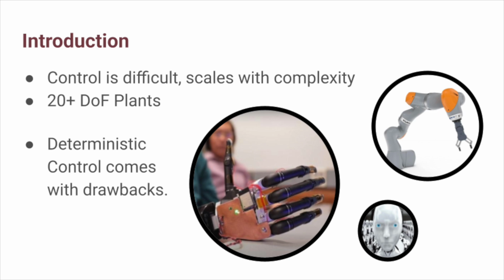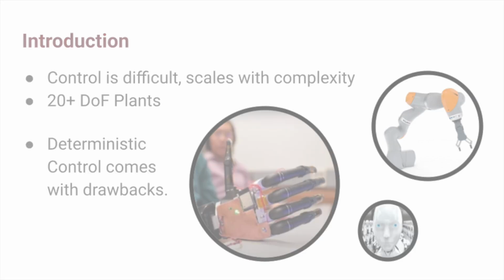Incredibly complex motions, such as dexterous manipulation, are difficult to parameterize and express compactly. Additionally, highly intricate plants with as many as 20 or more degrees of freedom require stable and accurate commands for each of their individual actuators.